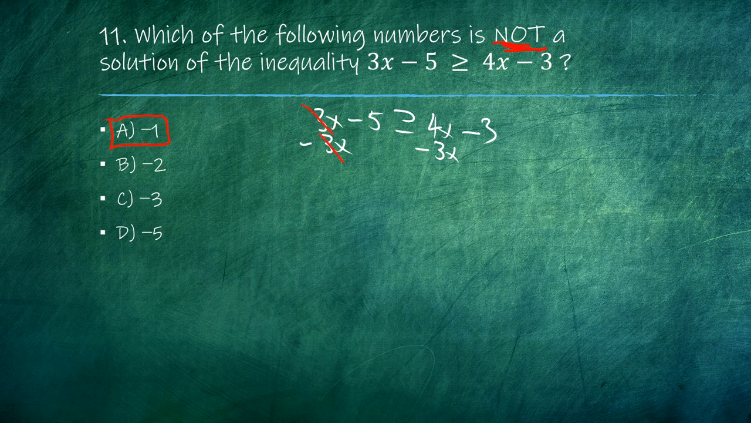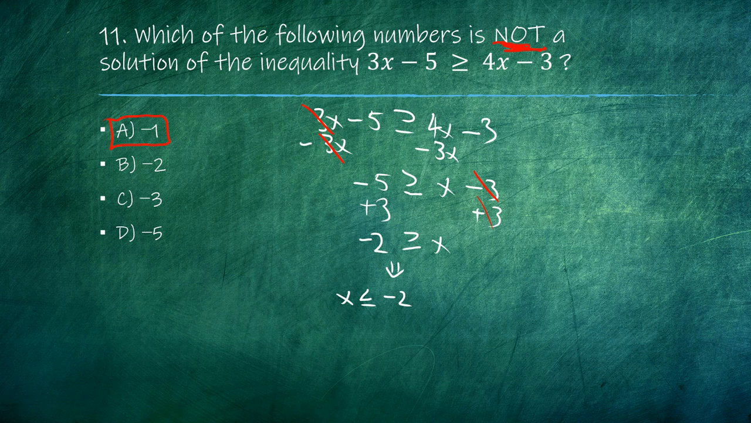This cancels. So we have minus 5 is greater than or equal to x minus 3, which then we can add 3 on both sides. Then we have negative 2 is greater than or equal to x, as this cancels. And I always like to write my x on the other side, so it's easier for me to see. So we can rewrite this as x is less than or equal to negative 2.